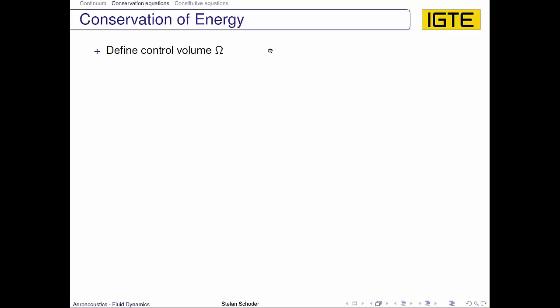First of all, we define the control volume omega, where we calculate the energy and the energy contributions and the energy transformation. Therefore we have to define the total energy. The total energy itself is the sum of the kinetic energy and the internal energy, and of course it is mass bound, so we have an integral over the mass density multiplied by the kinetic energy and the specific internal energy contribution. So this gives us the total energy.